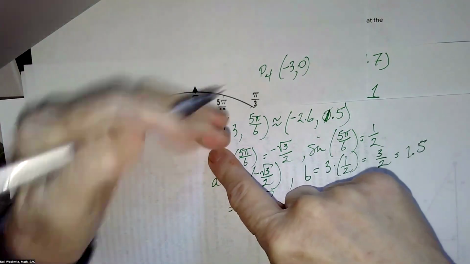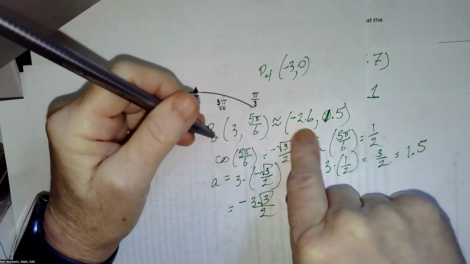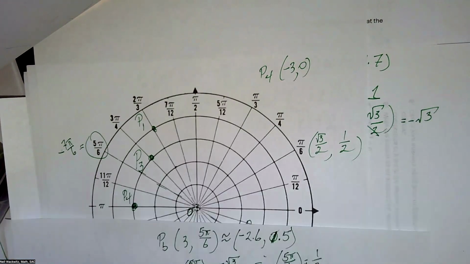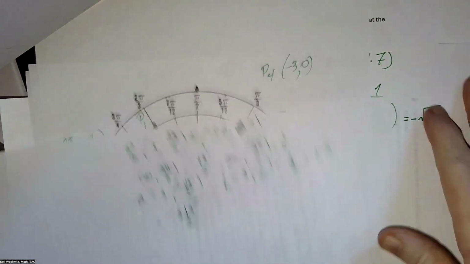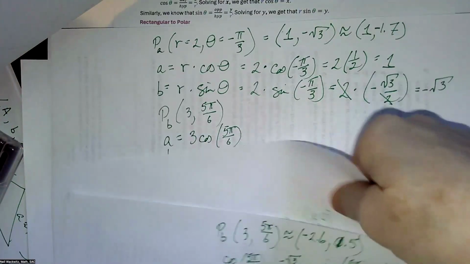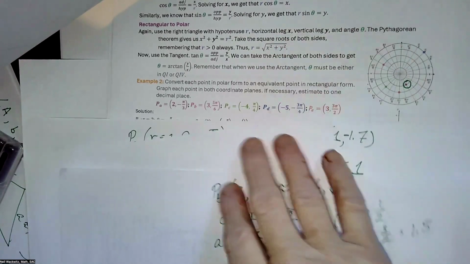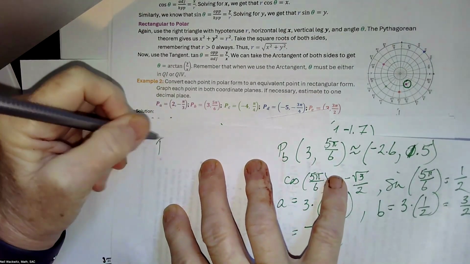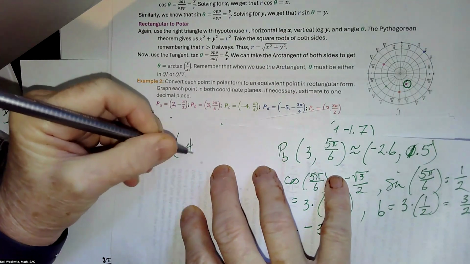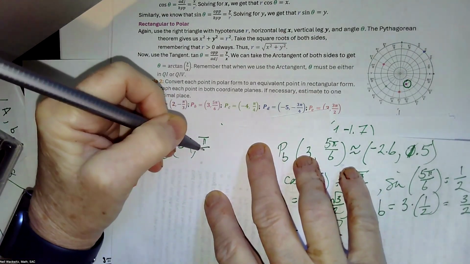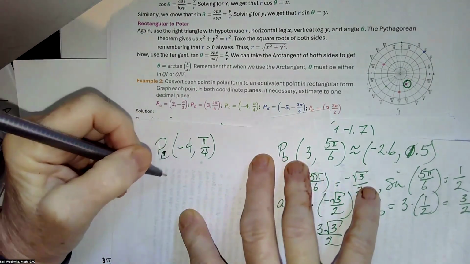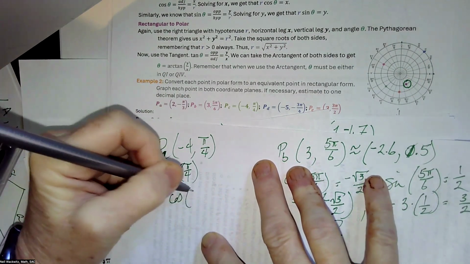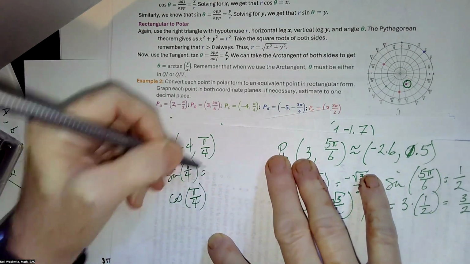So approximately in rectangular coordinates, point B is negative 2.6 comma 1.5. Next one. Point C is negative 4, pi over 4. What are the sine and the cosine of pi over 4? Square root of 2 over 2. Good.